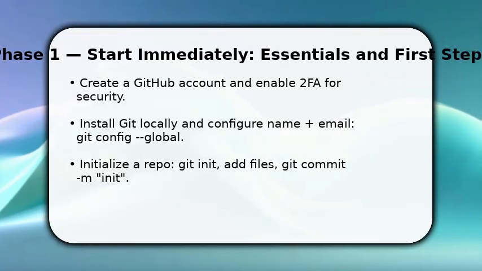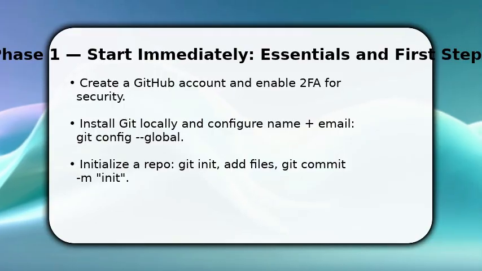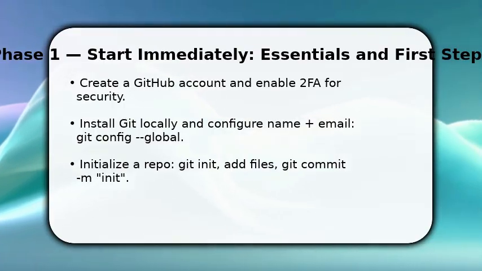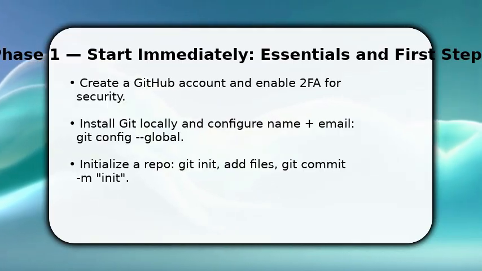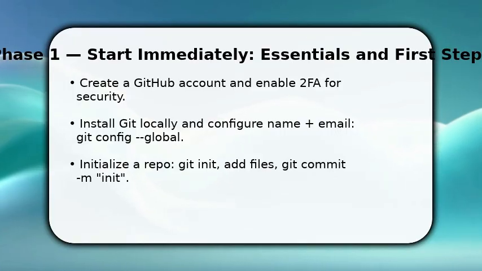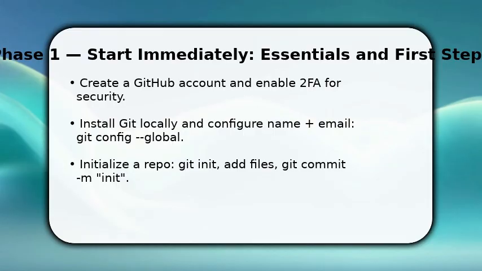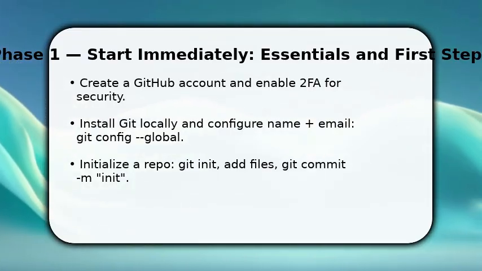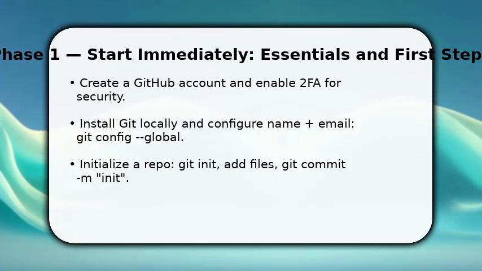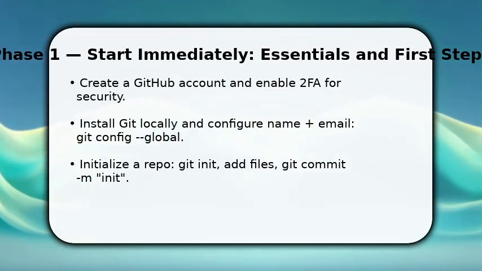You will start by preparing the essentials so you can act immediately. Create a GitHub account and enable two-factor authentication. This protects your work. Install Git on your computer, then set your name and email with git config --global so commits are attributed correctly. Once done, open a project folder, run git init to initialize a repository, add files with git add, and make the first commit using git commit -m "init" to record that snapshot.